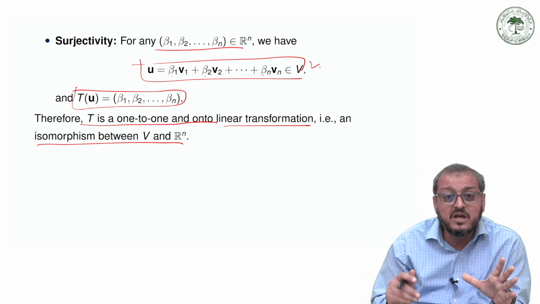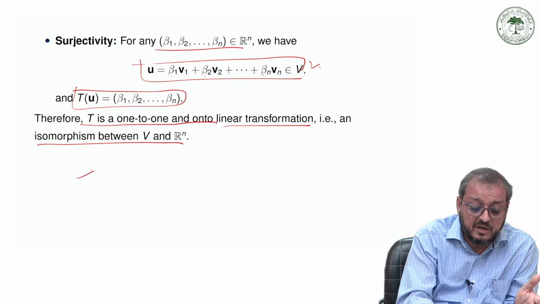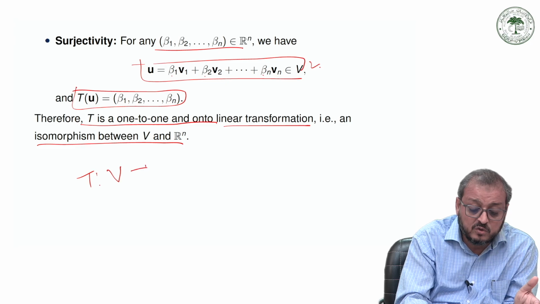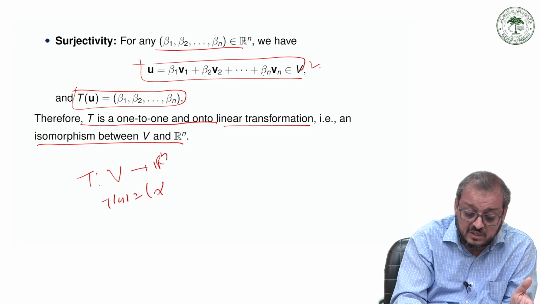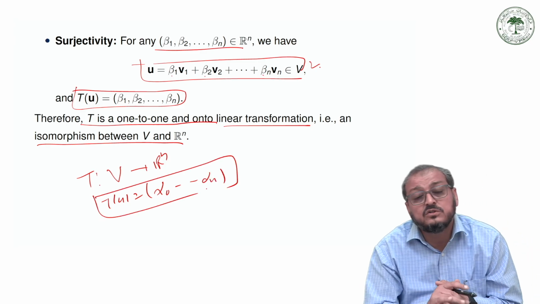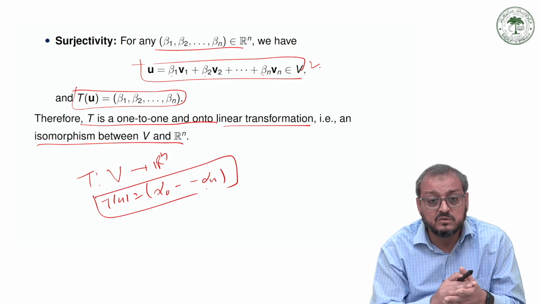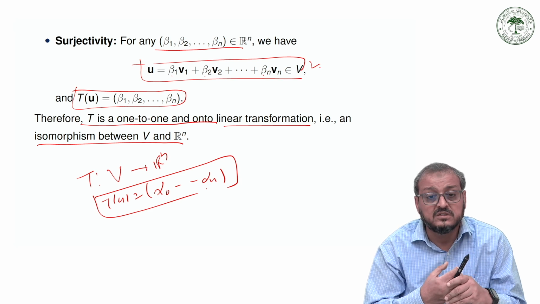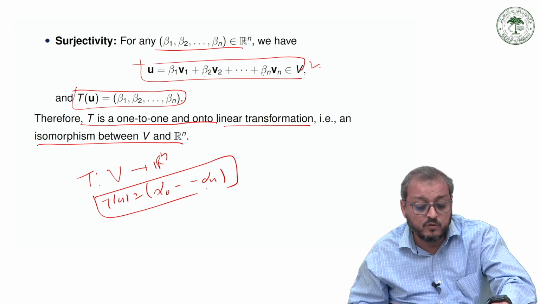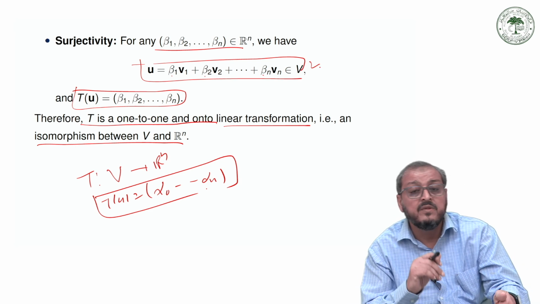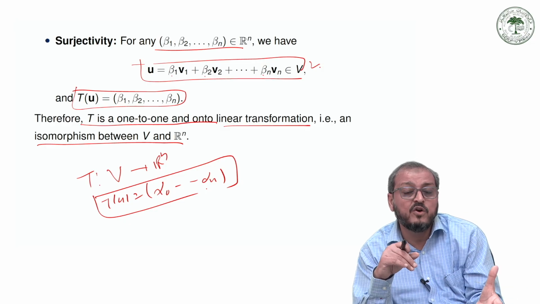So, generally we define this map from any vector space to R to the power n in the form T of u equal to the scalars alpha 0 up to alpha n, and this map is always a non-singular map, and its inverse also exists in this form. So, in this form we can take any vector space. In the previous example, in place of V, we took polynomials.